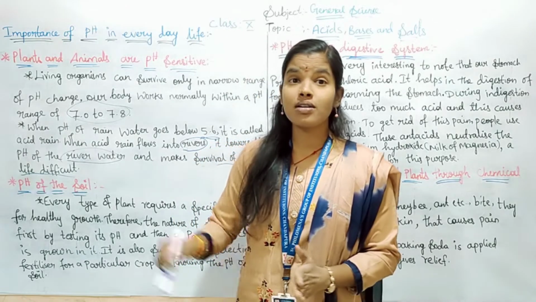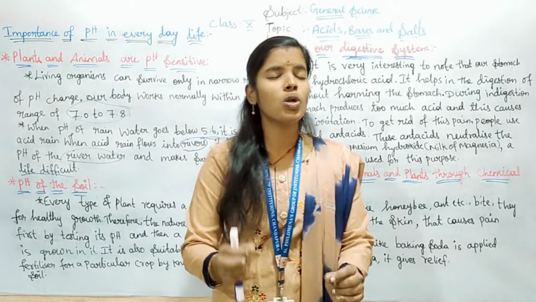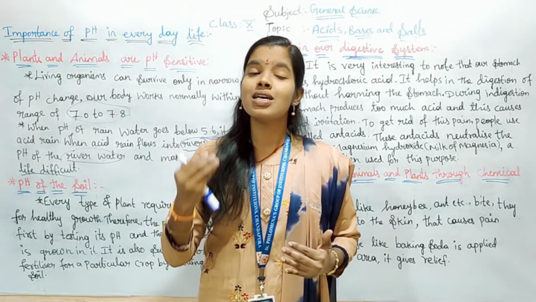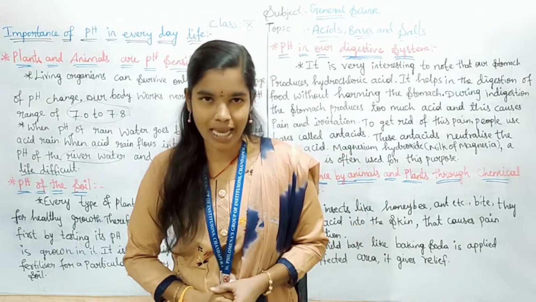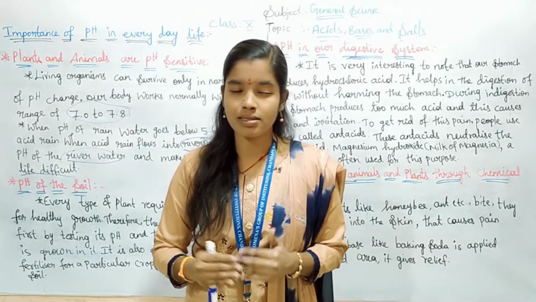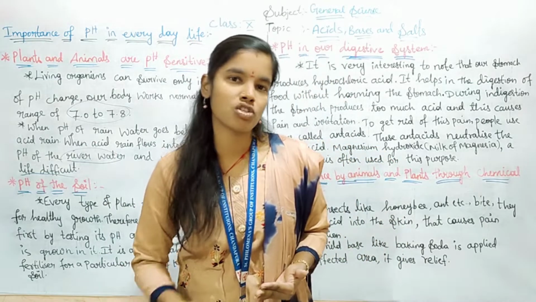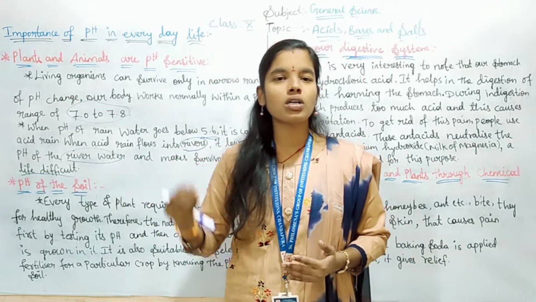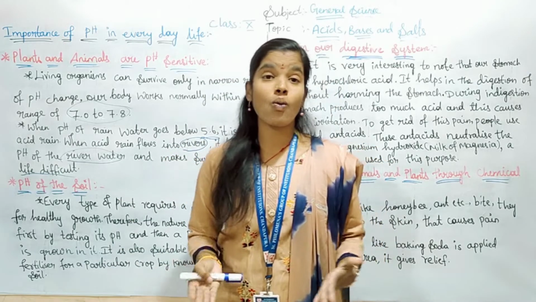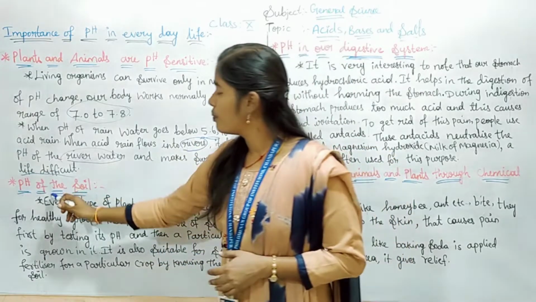So the first one is plants and animals are pH sensitive. All living beings survive only in a limited range of pH. The human body works at 7.0 to 7.8, and if rainwater is below 5.6, it is acid rain. If the acid rain flows into rivers, it lowers the pH of the river water, it becomes acidic, and aquatic life becomes very difficult.